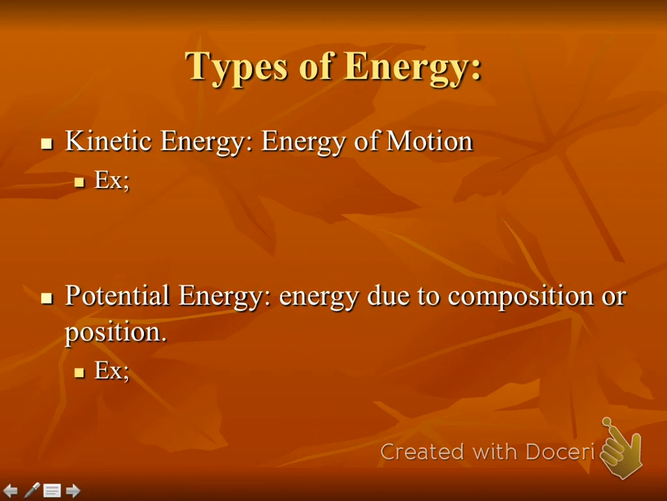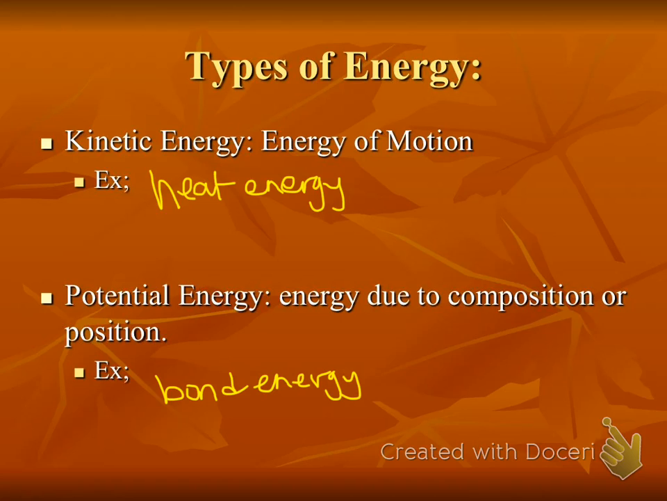We have 2 types of energy: kinetic energy, energy of motion, and potential energy, which is energy due to composition or position. I'm sure that you have also touched on these two topics, but just to remind you, energy of motion, an example is heat. Heat energy is a form of kinetic energy because the higher the temperature goes, the more heat energy something has and the faster those molecules are moving. Potential energy might be something like bond energy. The energy stored in a bond is that potential energy, because if you break that bond, you have the ability to release some energy.